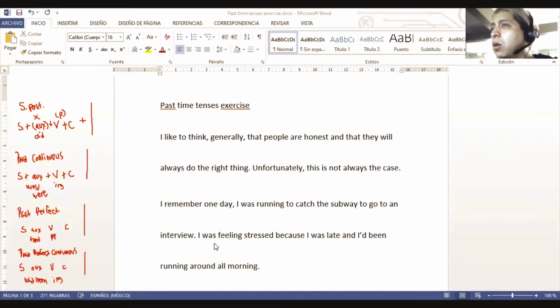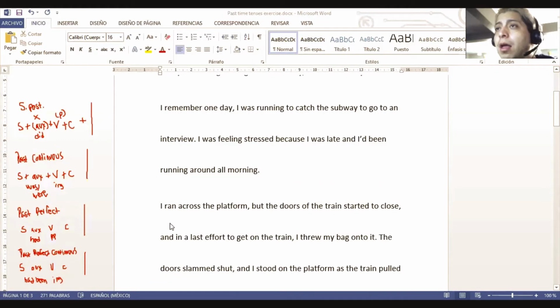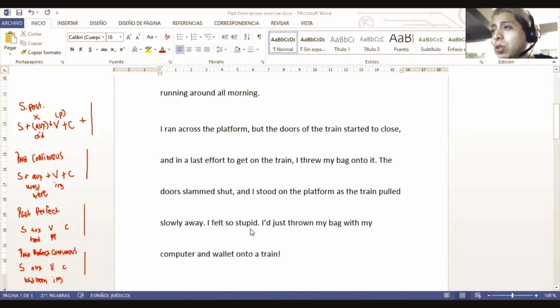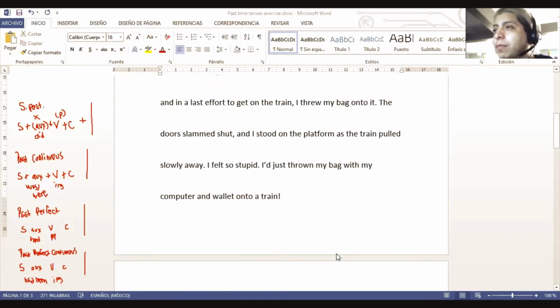Unfortunately, this is not always the case. I remember one day I was running to catch the subway to go on an interview. I was feeling stressed because I was late and I'd been running around all morning. I ran across the platform, but the doors of the train started to close. In a last effort to get onto the train, I threw my bag onto it. The door slammed shut, and I stood on the platform as the train pulled slowly away. I felt so stupid. I had just thrown my bag with my computer and my wallet onto a train.